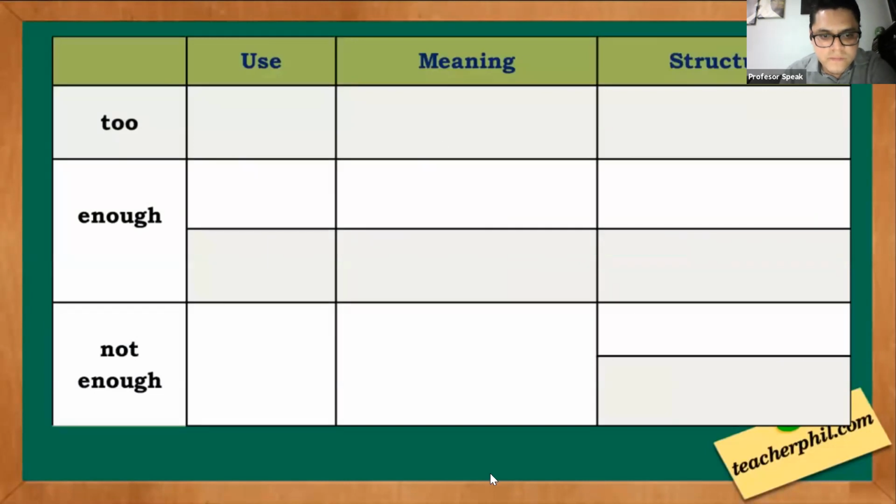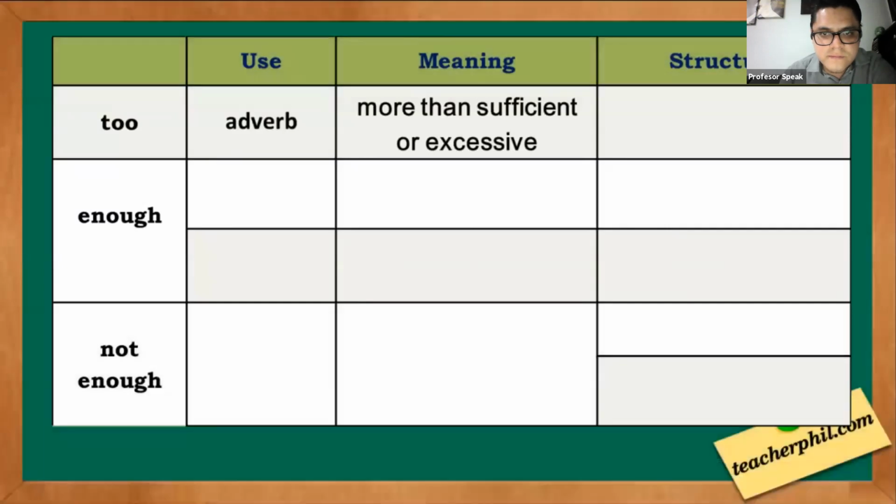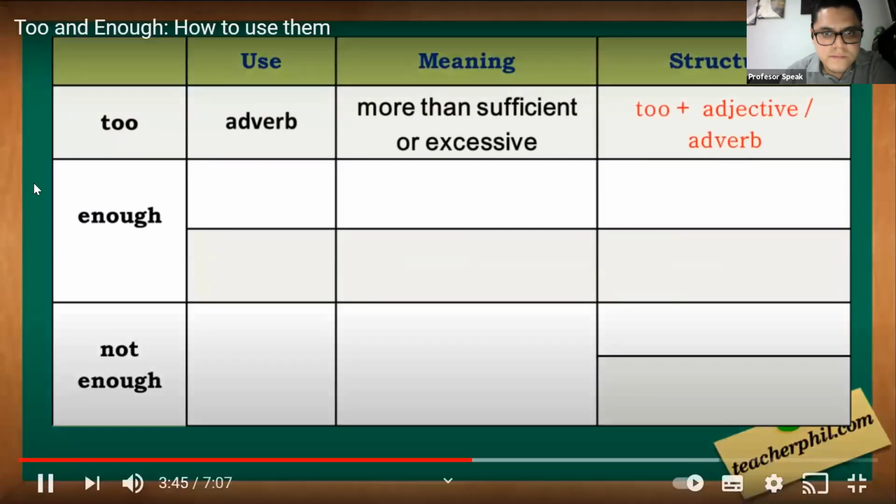Here's a table to help you understand. Let's start with the word too. Too is an adverb. It means more than sufficient or excessive. We have the structure too plus the adjective or adverb.